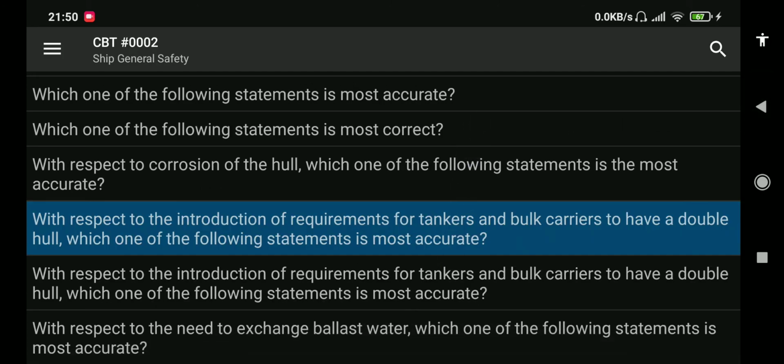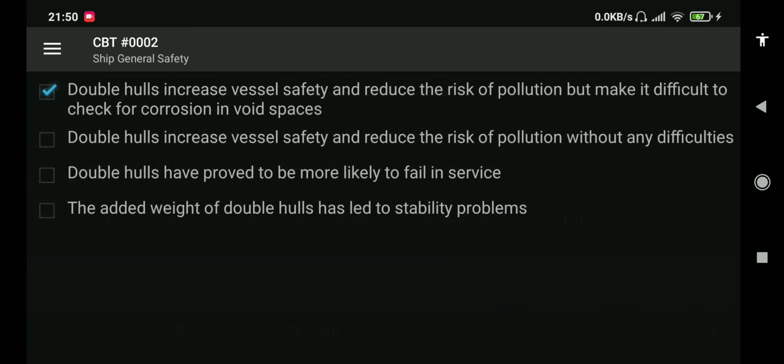Next, with respect to the introduction of the requirement for tankers and bulk carriers to have a double hull, which of the following statements is the most accurate? So the correct answer is double hulls increase vessel safety and reduce the risk of pollution, but make it difficult to check for corrosion in void spaces. So always check for corrosion.